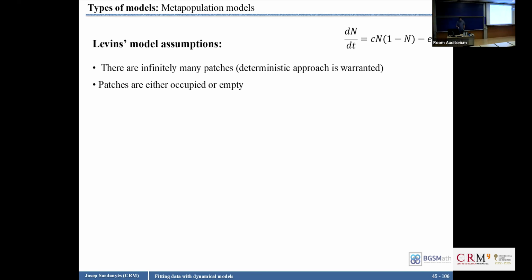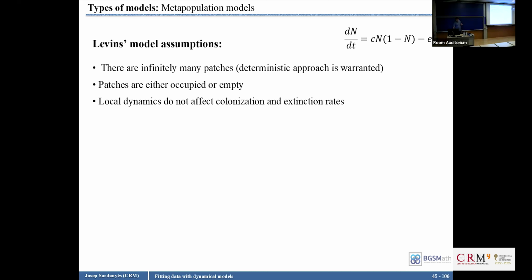So the Levins model assumes that there are infinite patches and that the deterministic approach works, because in deterministic systems we do not consider noise, and then we assume that the size of the system is infinite. We also assume that patches are either occupied or empty. So it's a fraction of empty or occupied. Here we do not have, let's say, a population of individuals. It is whether the patches are occupied or not.